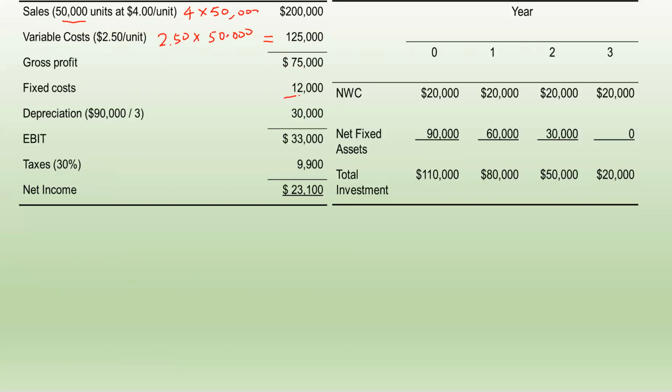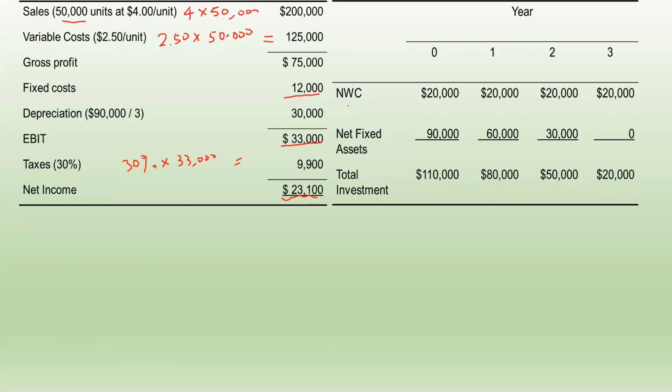The fixed cost is 12,000. So we subtract the fixed cost and the depreciation. Remember the price of the equipment is $90,000 and it has a 3-year life, so the depreciation each year is 90,000 divided by 3. It's 30,000. So earnings before interest and tax is 33,000. The tax rate is 30%, so the total tax is 30% times 33,000, which equals 9,900. So this is the net income.